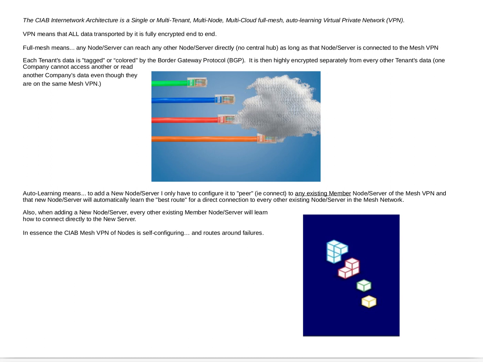Auto learning means that if you want to add a new node or server, you only have to configure it to peer with any existing member node or server of the mesh, and that node or server will automatically learn the best route via BGP for direct connection to any other existing node or server in the mesh network. In essence, the CIAB mesh network of nodes is self-configuring and routes around failures.